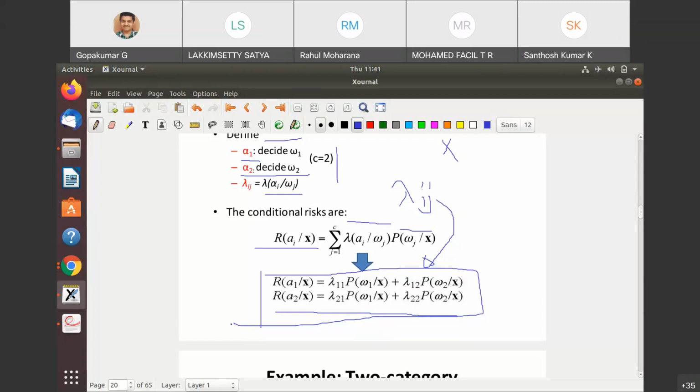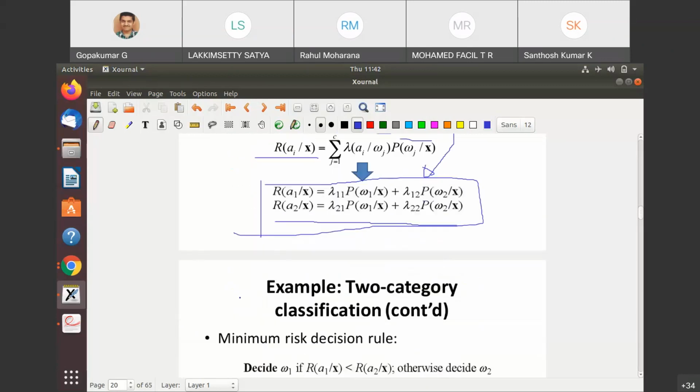We can write lambda 11 into probability of w1 given x plus lambda 12 into probability of w2 given x. In one case we are assuming that w1 is the class and you are taking action a1, and in the other case we are assuming that w2 is the class and you are taking action a1. Similarly in the second case, a2 is the action taken, and in one case we assume w1 is the class and in the other case w2 is the class. That is the way we can expand and represent these equations in two cases.